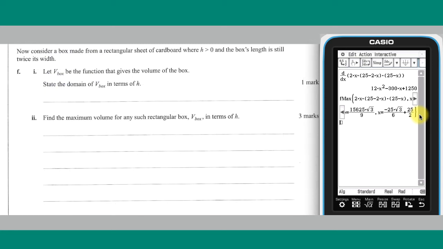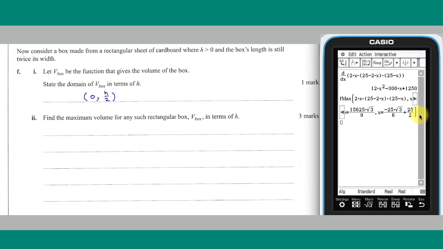Part F, Part 1. This question now considers the general case, where the box is constructed from a sheet with dimensions h by 2h. The domain of VBox will be between 0 and h over 2, as the side length x must be positive, but so must be the side length h take 2x.